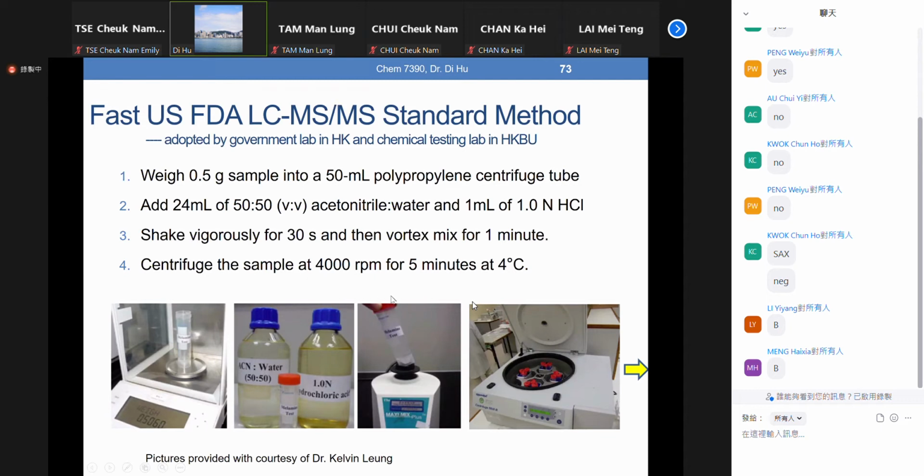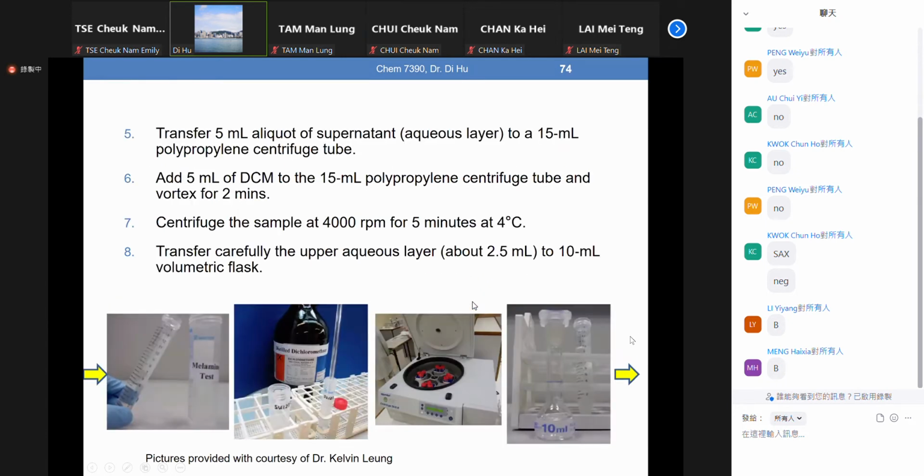Okay, and this is not sonication, just vortex. So vortex is strongly mixed, for 1 minute, and then centrifuge for 5 minutes at 4 degrees C. So this is the speed. And then transfer the 5 milliliter of supernatant, so the aqueous layer, right? Okay, so this one, supernatant into the tube, and then add 5 milliliter of DCM into the tube and vortex for 2 minutes, and then centrifuge that one and take the upper aqueous layer.